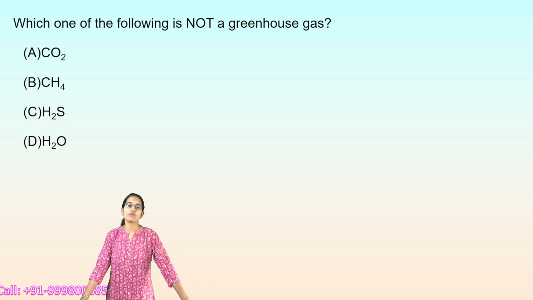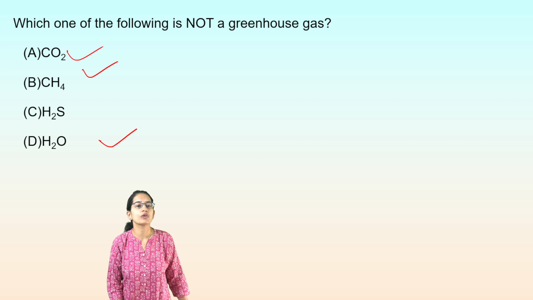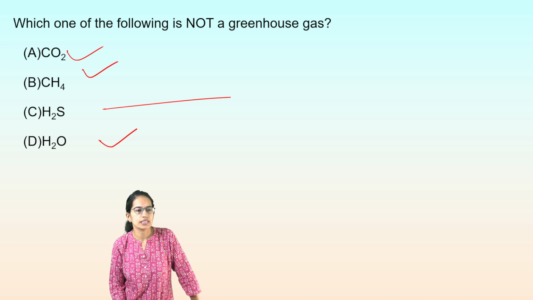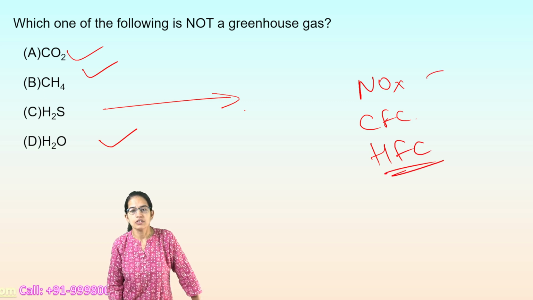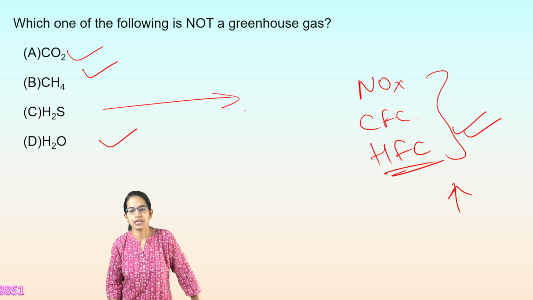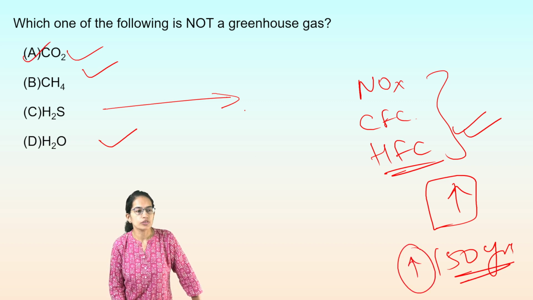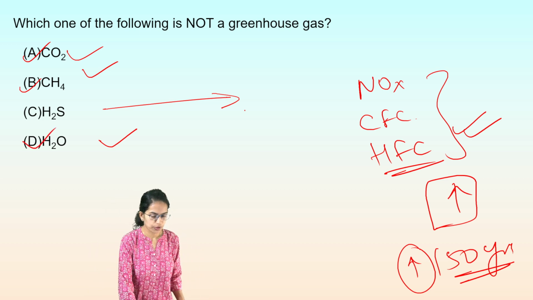The next is which of the following is not a greenhouse gas? Carbon dioxide, methane and water vapor, all of these are greenhouse gas. Among these, the only non-greenhouse gas we can see here is hydrogen sulfide, right? Other greenhouse gases include nitrogen oxides, they include CFCs, HFCs. So all these increase the temperature, and over the last 150 years, we have seen a significant increase in the temperature because of the increase in these gases into the atmosphere. So here we have the following concept that is there.